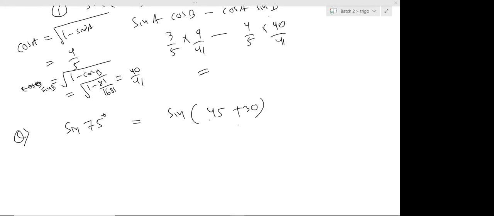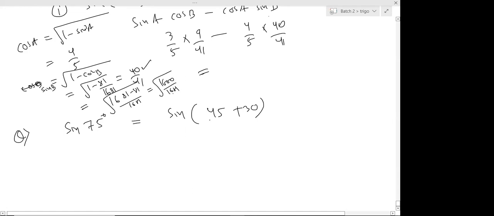So how did you get 40? 40 by 4? Take the LCM. So this is 1681 minus 81 upon 1681 under root. So this is 1600 upon 1681 under root. So the under root of 1600 is 40 and of 1681 is 41. Yes, sir.